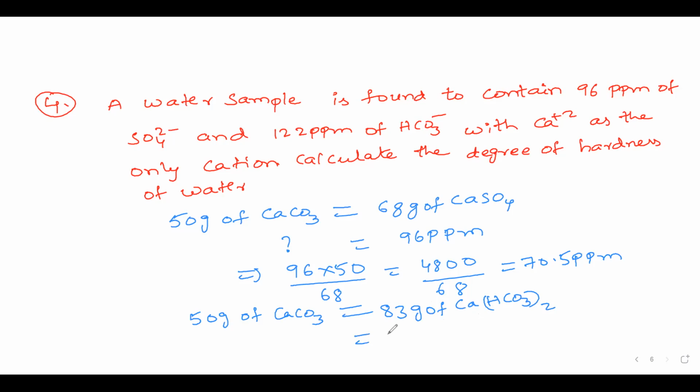How much is given? 122 parts per million of calcium bicarbonate is equal to how much? It is equal to 122 into 50 divided by 83, where 122 into 50 is 6100, divided by 83, which is equal to 73.4.